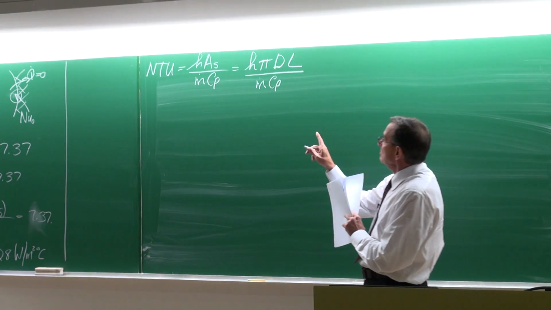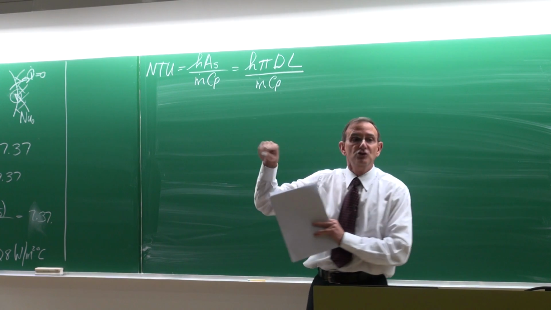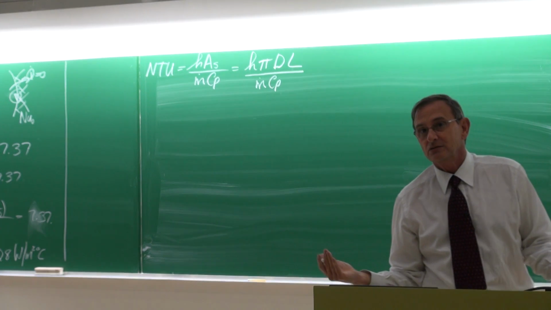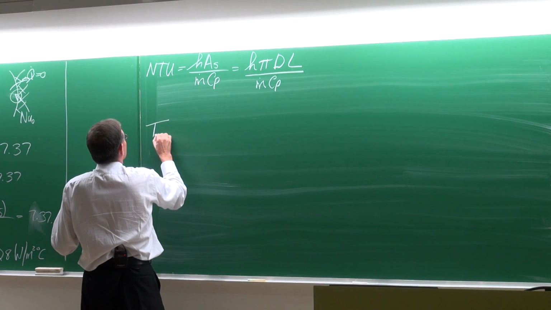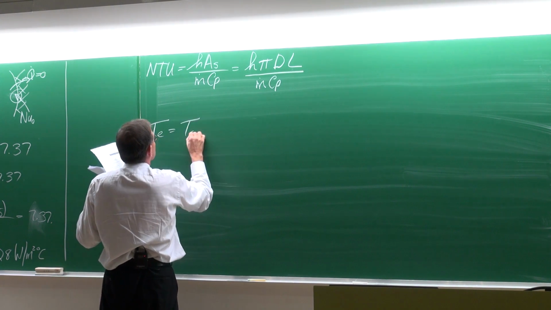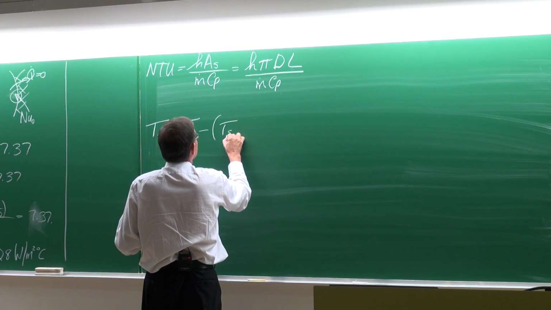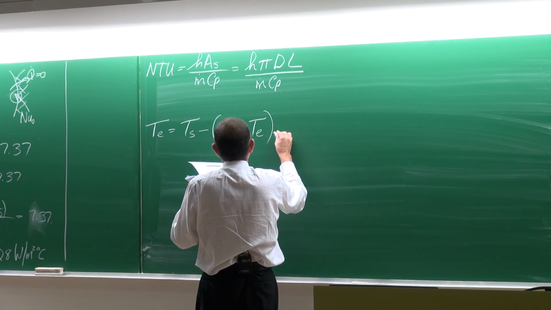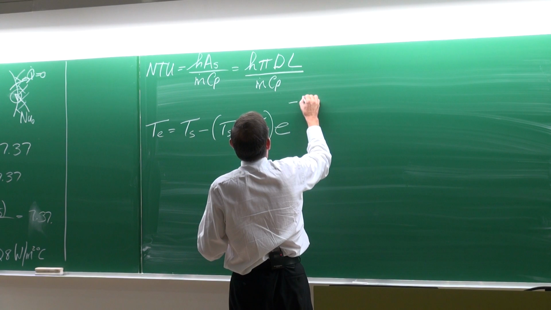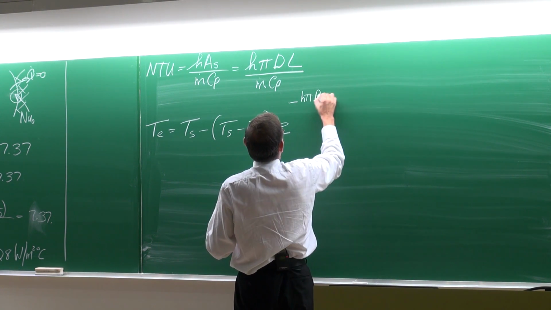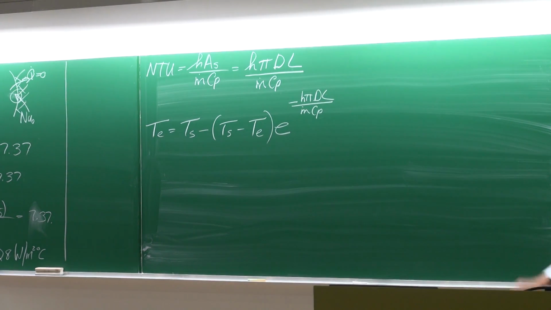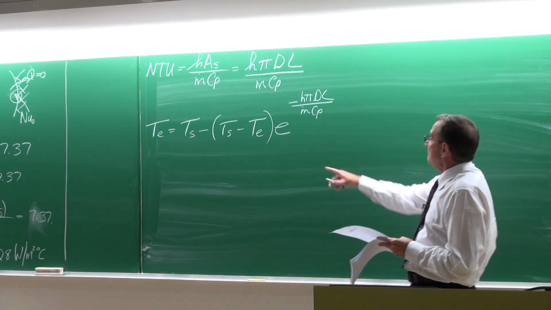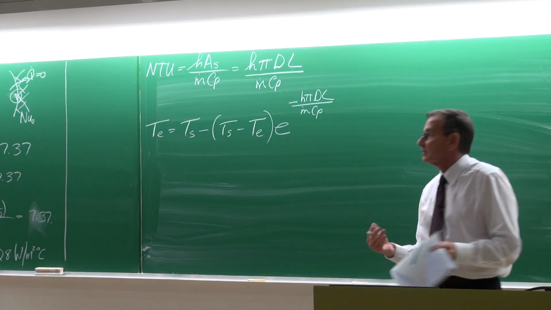We've got a little bit of a problem because we can put in all the values, but we do not have L. L has been asked. We have to determine it. So in terms of the original equation, which says that the outlet temperature is equal to the surface temperature minus the surface temperature minus the inlet temperature times e to the minus the heat transfer coefficient pi d L divided by the mass flow rate Cp, or the number of transfer units. Everything is known except the length.